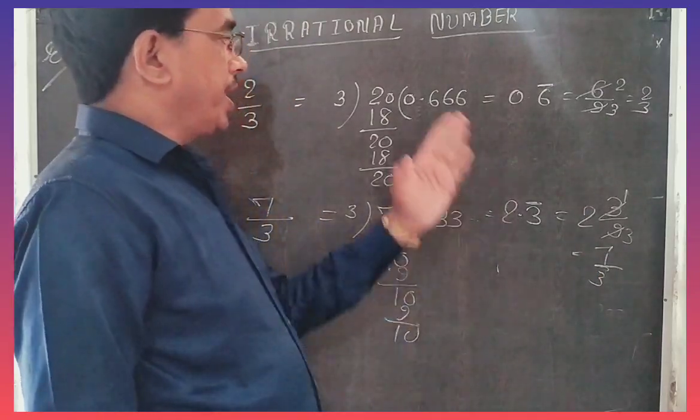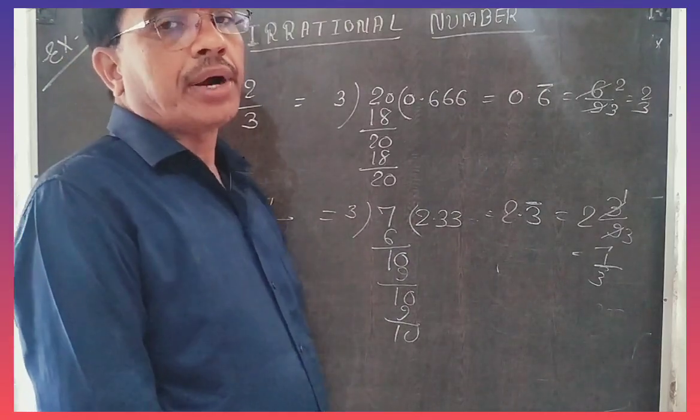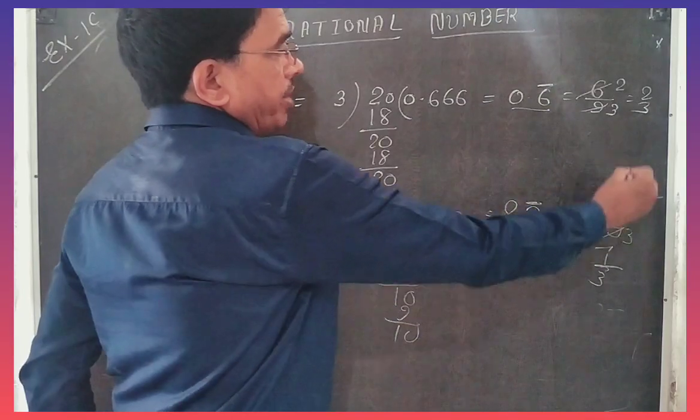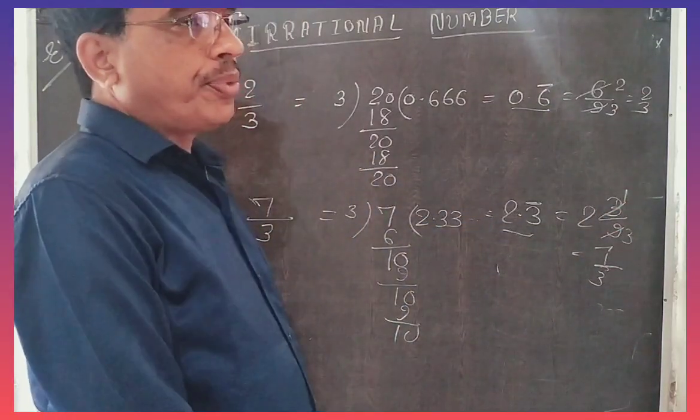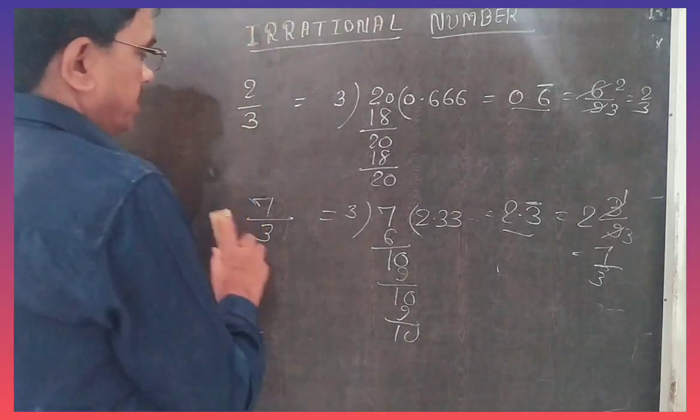That means recurring decimals and terminating decimals both are part of rational numbers, that we can express in the p by q form. So both are rational numbers. But your question is, what are irrational numbers?